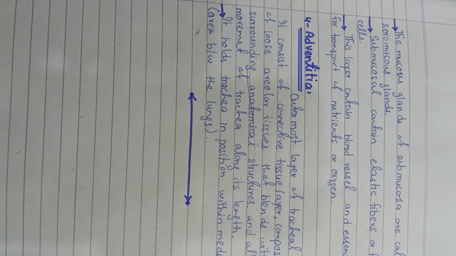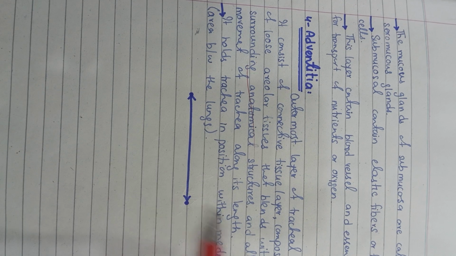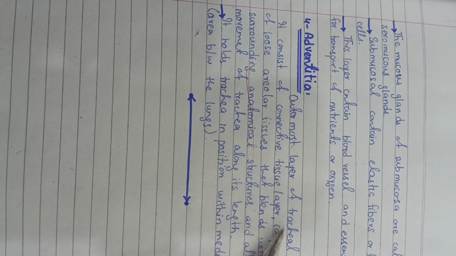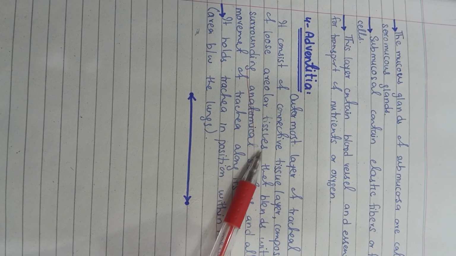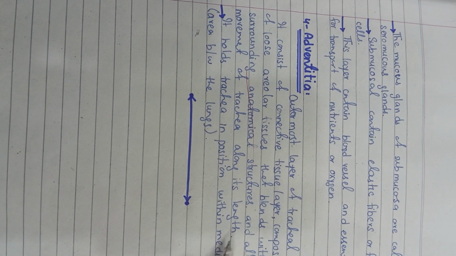Now the last layer is the adventitia, and it is the outermost layer. We are moving from the inward to the outward layer. So it is the outermost layer of the trachea. This layer consists of connective tissue composed of loose areolar cells that blend with the surrounding anatomical structures and allow movement of the trachea along its length.